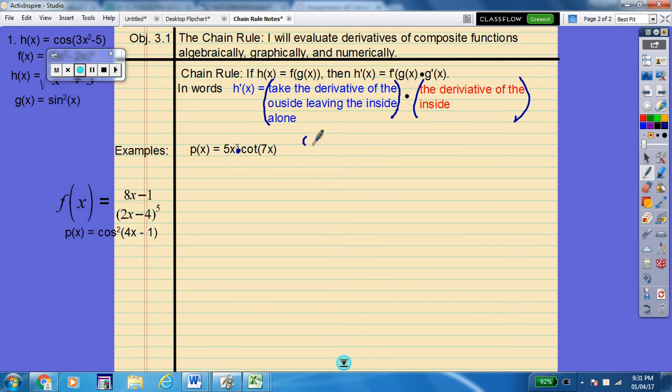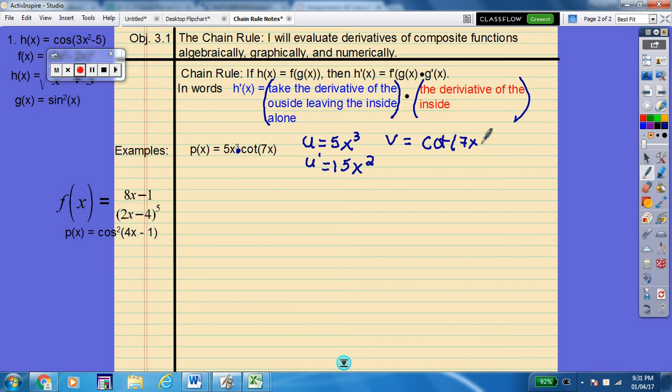So I'm going to go ahead and set up my u, which is going to be 5x cubed. And then my u prime is going to be 15x squared. And my v is the second function, which is cotangent of 7x.